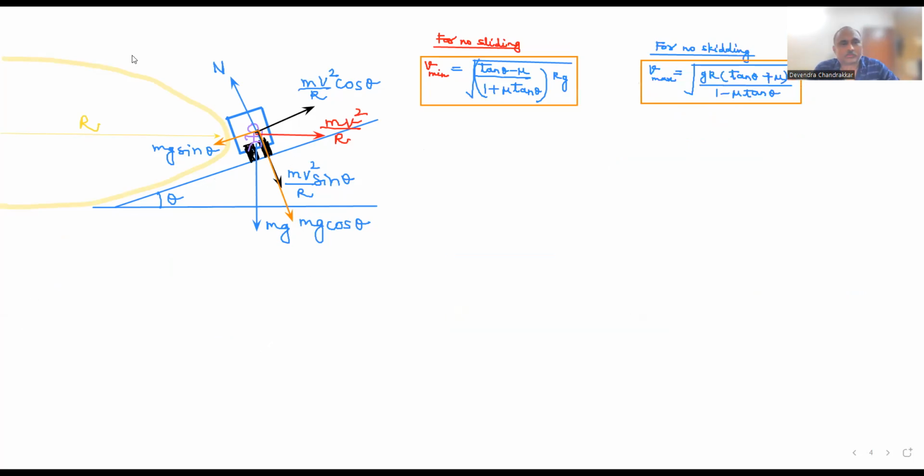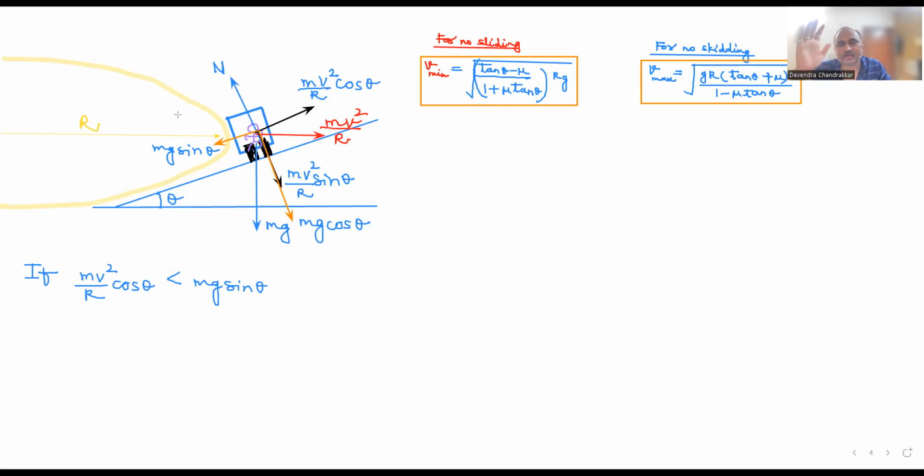Now one thing, tell me. Please pay attention. If mg sin theta, or one minute, if mv square by r cos theta, where v is very small, is less than mg sin theta, this object will have a tendency to slide downward. Yes or no? Say yes or no.